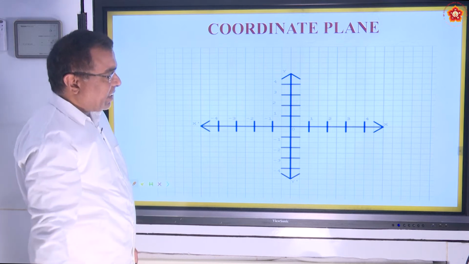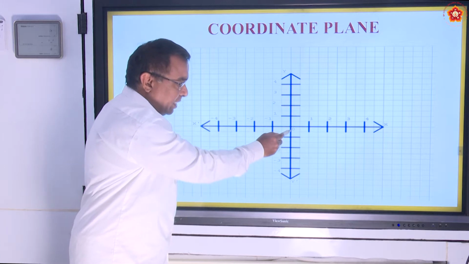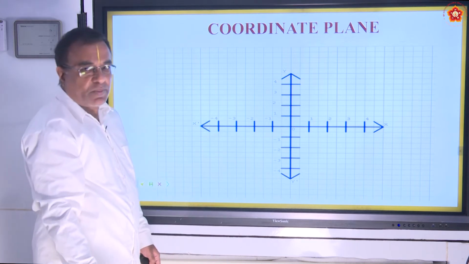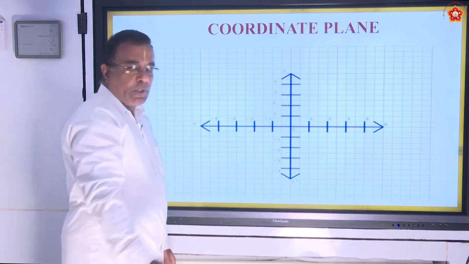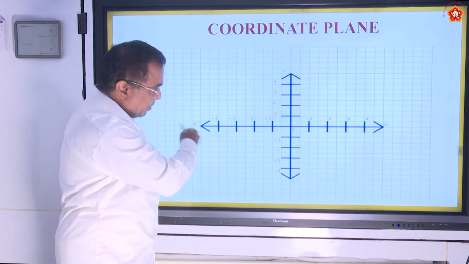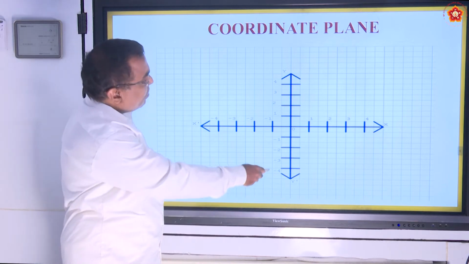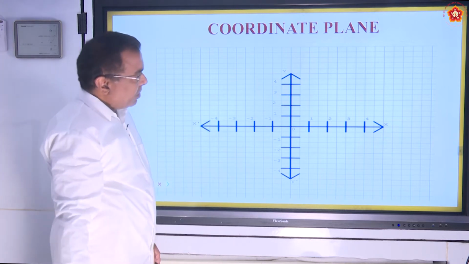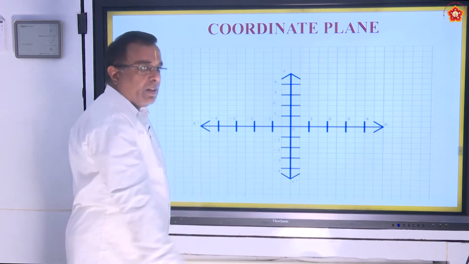So on both these axes we are going to represent the numbers. To the right hand side of the origin, this point O, we call it the origin. This is the point of intersection of both the axes. To the right hand side of the origin, we represent all the positive values, like how we have discussed in the real numbers. In the left hand side, we will represent all the negative integers. Same thing for the y-axis also, we will represent all the positive values on the top axis, and on the bottom line we will represent all the negative integers.